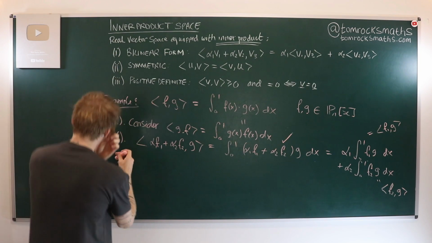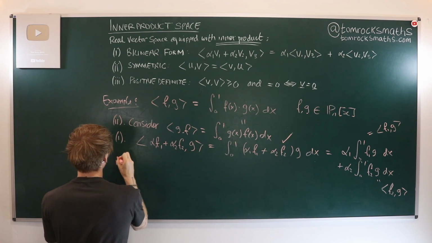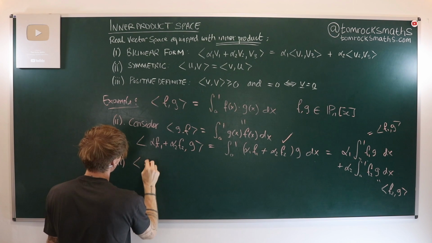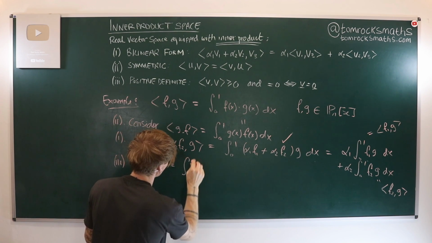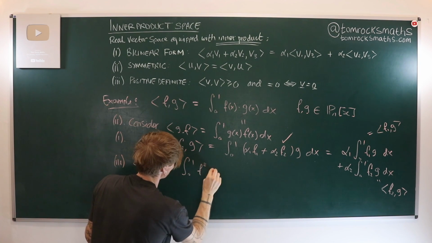So for number 3, we want to consider f with itself. So the inner product of f with f, by our definition, is the integral from 0 to 1 of f squared dx.